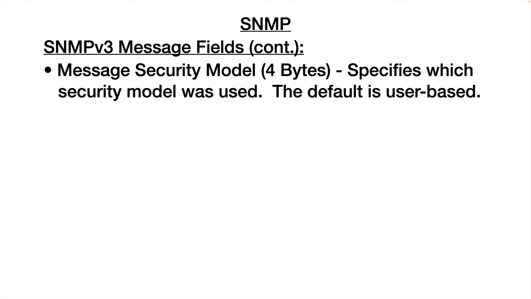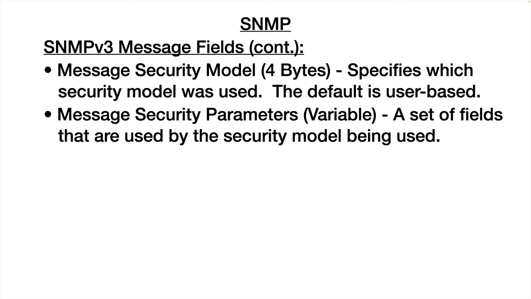Continuing on, the next thing we have is the message security model. This specifies what method was used. As far as security, the default is user-based. Often user-based is a user ID and or password. The parameters for the message security is a set of fields that are related. It will be different for each of the security models that might be used.